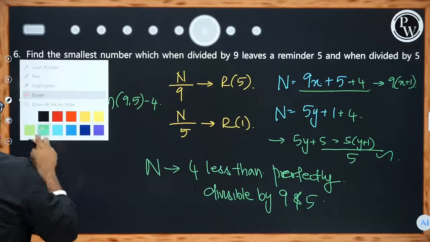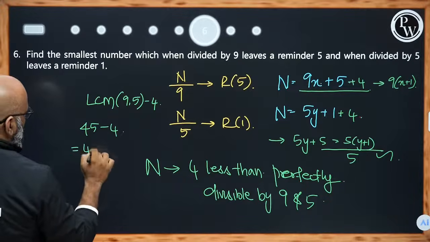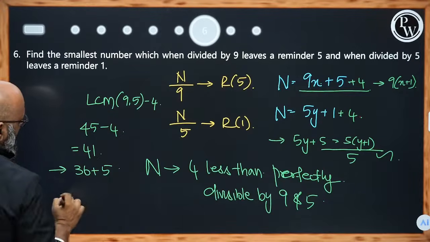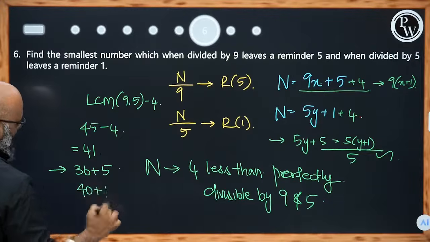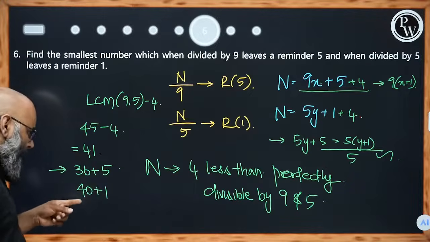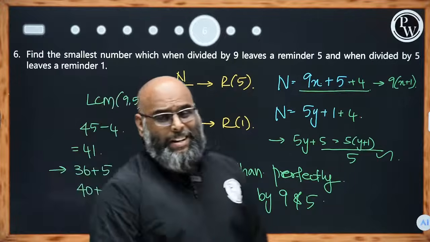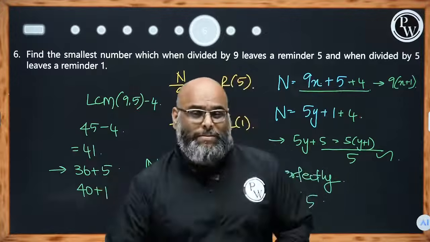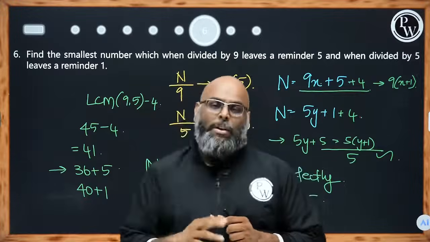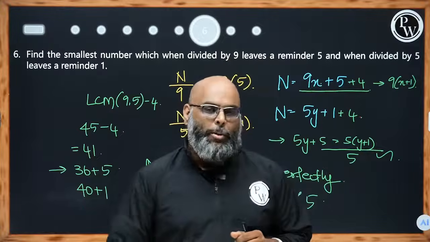Can I say this is 45 minus 4, 41. This can be written as 36 plus 5, or I can write it as 40 plus 1. When divided by 9, remainder is 5. When divided by 5, remainder is 1. So what is the number that we are looking at? We call it 41. This term 4 has a name to it. We'll talk about that later, but for now this is the idea that you need to know.